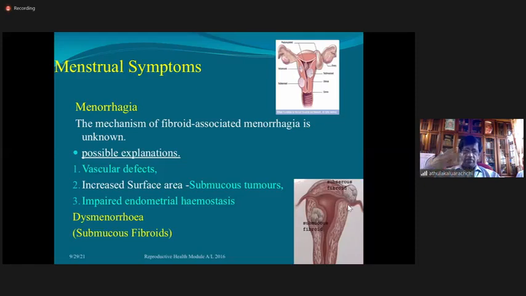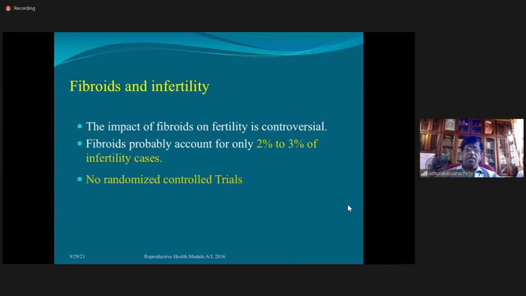So this is what I said, fibroids can produce menstrual symptoms due to various factors. When you have a fibroid, it becomes more vascular. And when it projects into the uterine cavity, it can increase the surface area of the endometrium. Of course, fibroids projecting into the cavity can interfere with uterine contractions and hemostasis. So because of these factors, people with fibroids, especially in the submucous area, tend to have heavy menstrual flow during the periods. This is what I told you earlier.